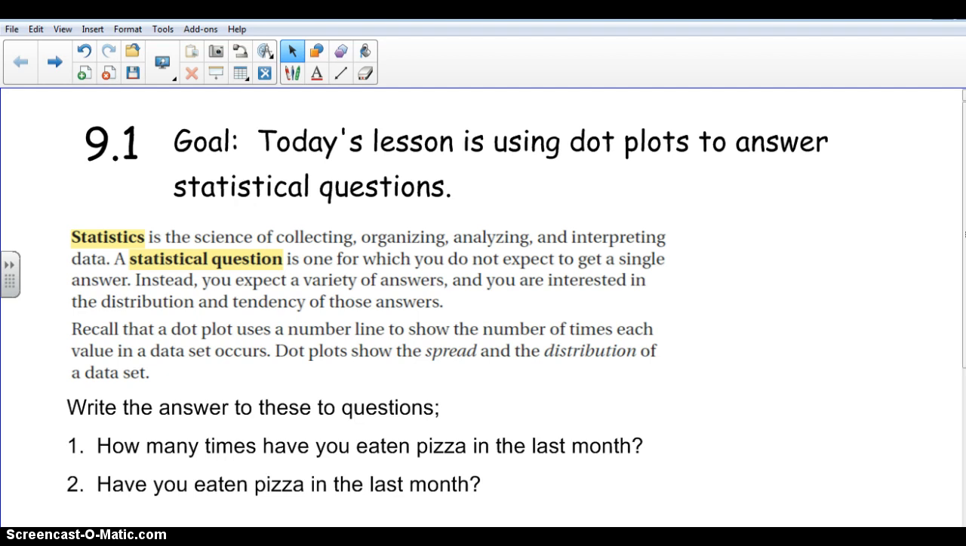Statistics is the science of collecting, organizing, analyzing, and interpreting data. A statistical question is one for which you do not expect to get a single answer. Instead, you expect a variety of answers, and you are interested in the distribution and tendency of those answers. Recall that a dot plot uses a number line to show the number of times each value in a data set occurs. Dot plots show the spread and the distribution of a data set. That needs to go in your notes, pause, and write.